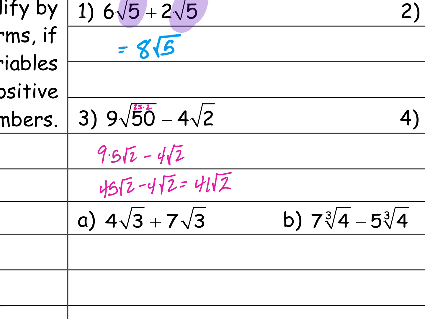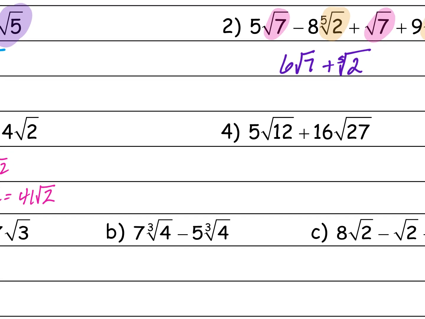Everyone okay with where the 45 came from? Because that's usually where people get confused. So I bring it outside and it's 9 times the square root of 50. So once I bring the 5 out, it's 9 times 5. Okay. So if I'm doing 5, I'm going to do the same thing.